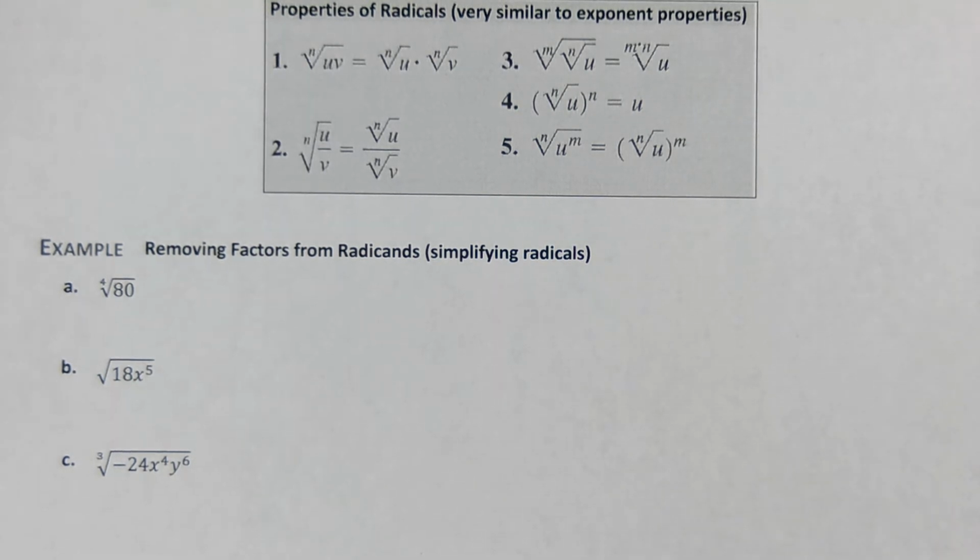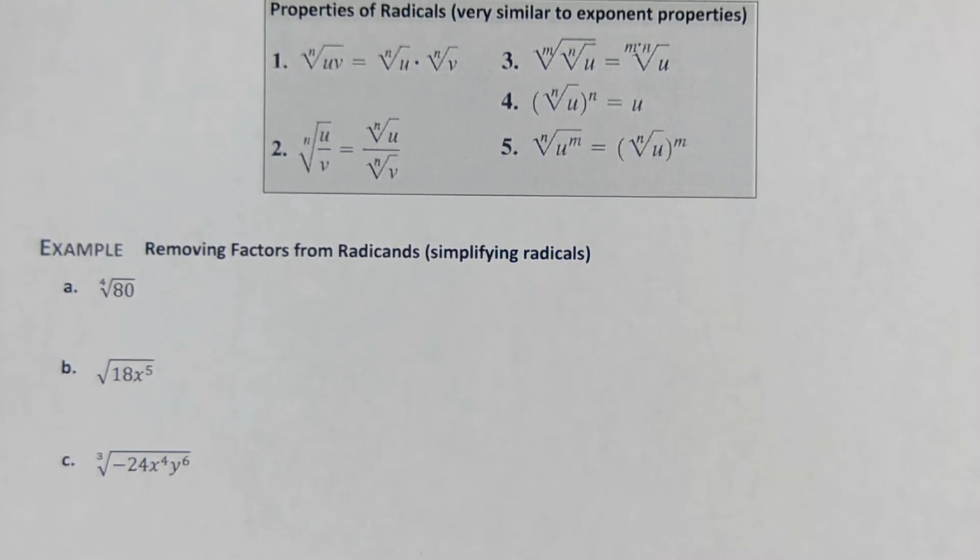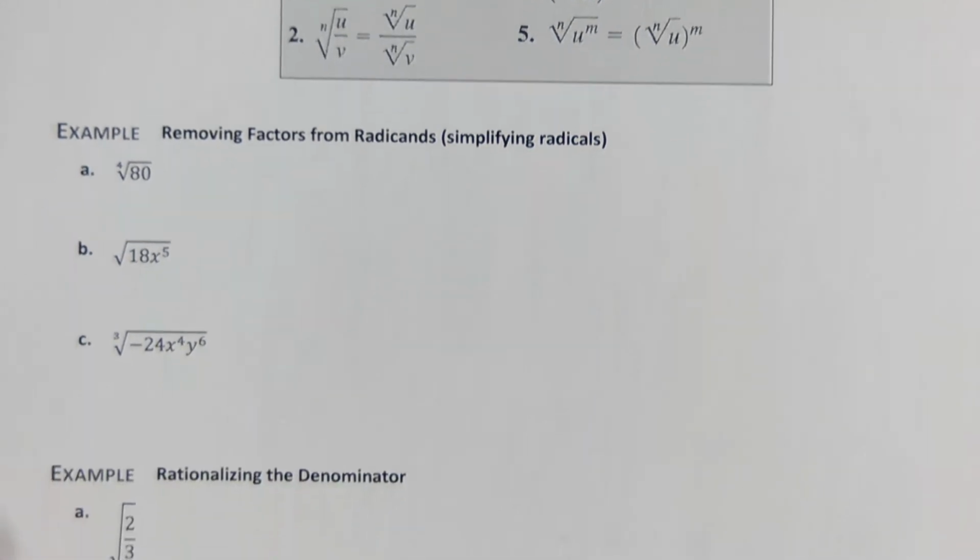Any questions about the rules before we start using them to simplify our radicals, which our book also calls removing factors from radicands? We're going to simplify some radicals. We're okay? So far so good? You guys have seen these things before? Chapter 5 of Algebra 2. Okay. Let's simplify some radicals.